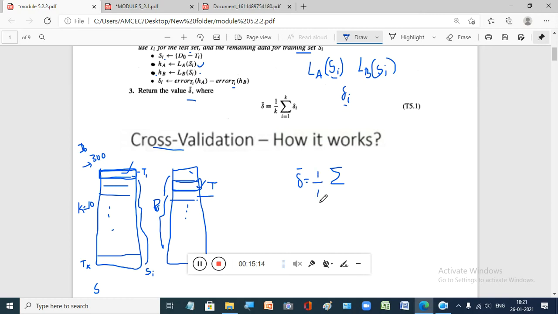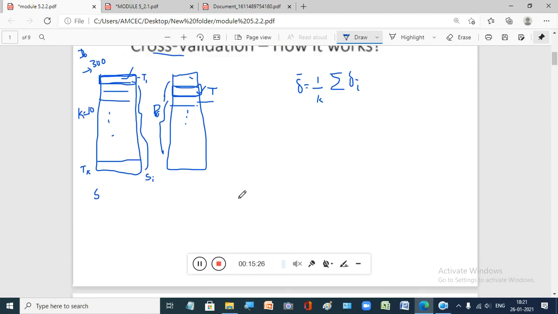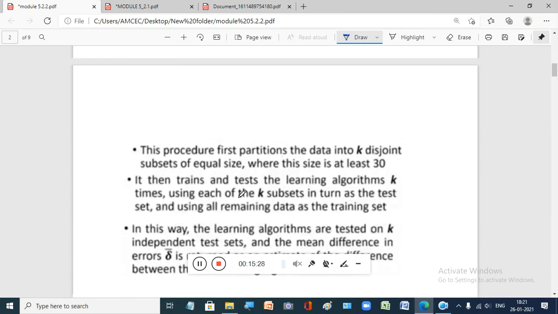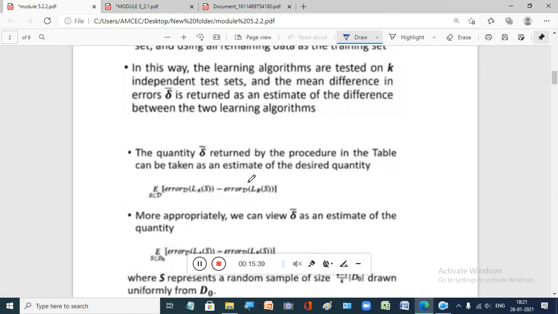Now this method we call cross validation. This is how in practice we are going to do it. The same thing is explained here. You first partition the data into k disjoint subsets. You can go through this particular thing. Now when we look more precisely, we can view this delta bar as an estimator of the quantity.